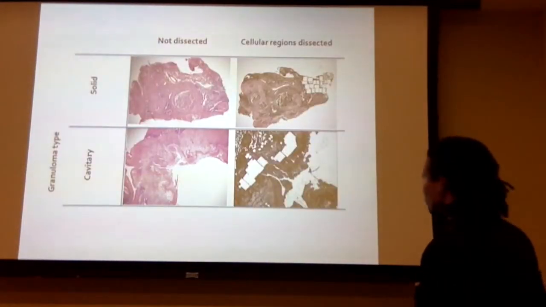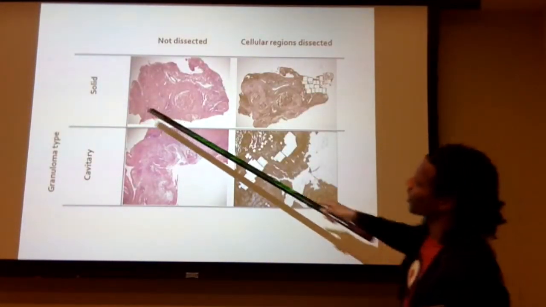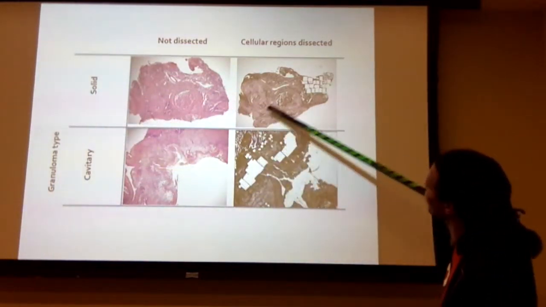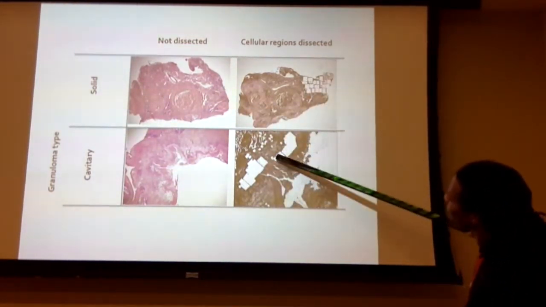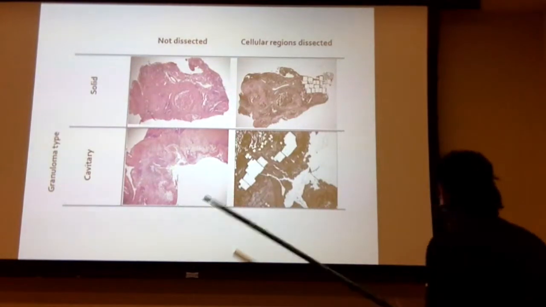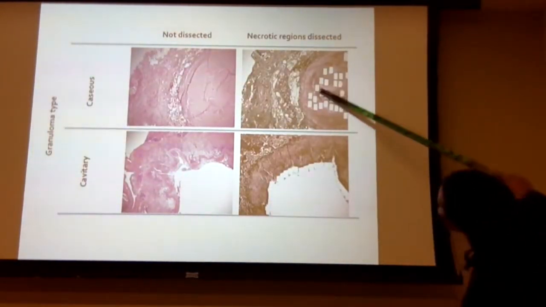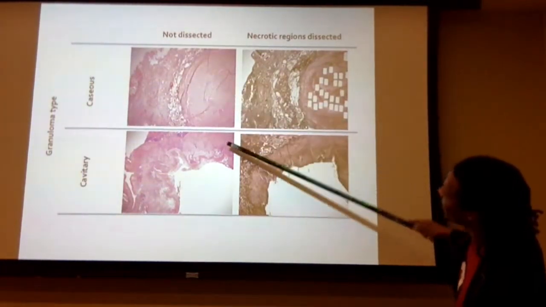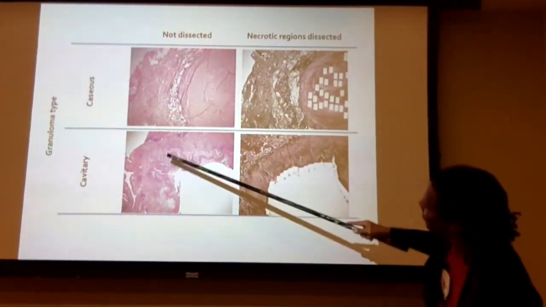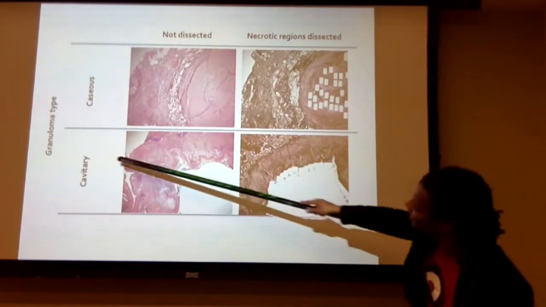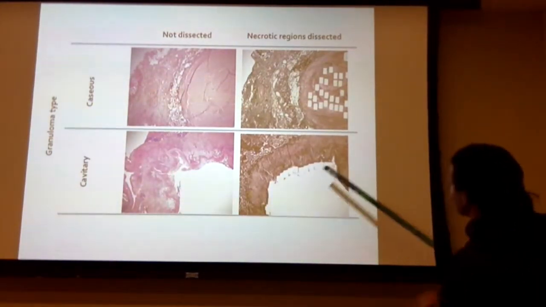Here I'll take you through images where we had solid and cavitary granulomas, dissecting the cellular regions and also the cellular regions in this area. In the same way, when we had caseous granulomas, we dissected these caseous regions here, and also dissected what remains after the caseum has fallen out in the cavitary granuloma, as you can see here.